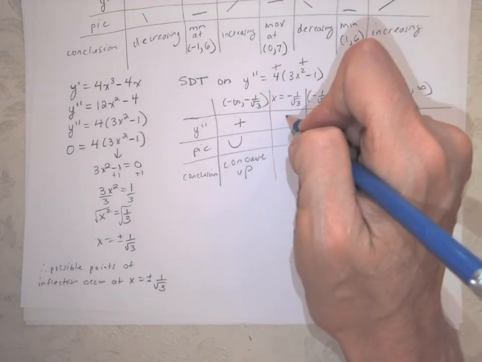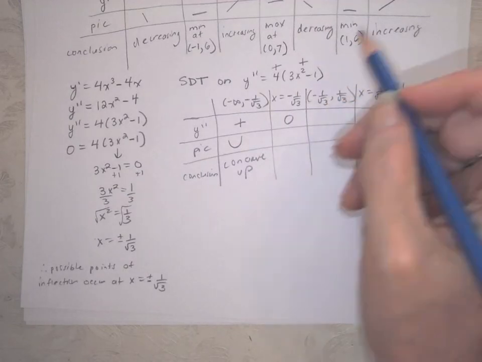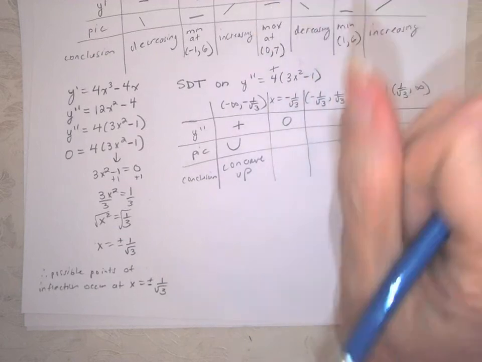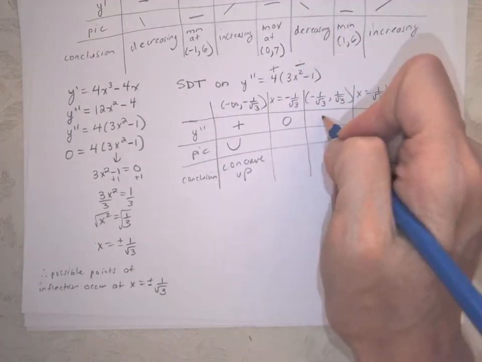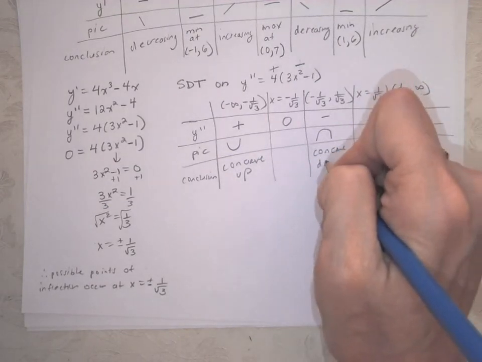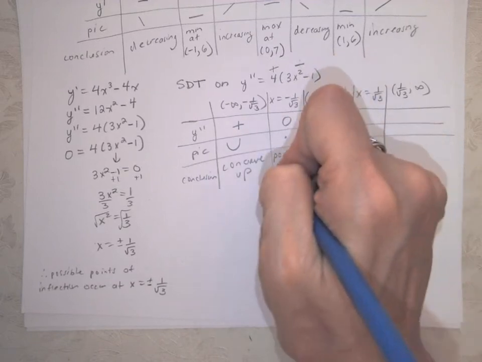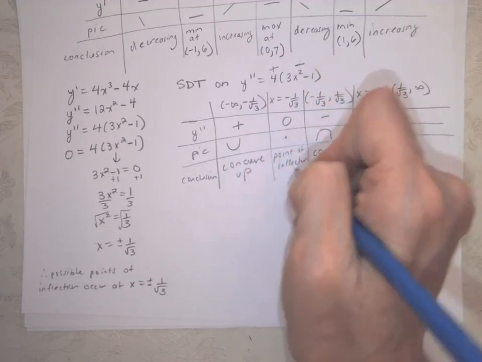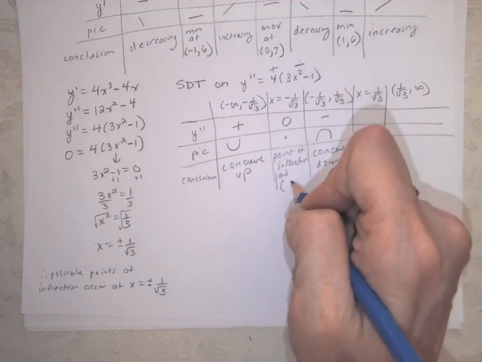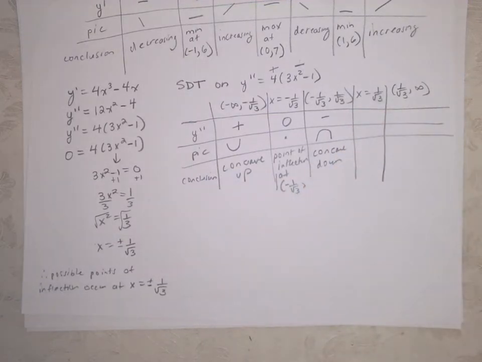We're 0 here. 0 is in this interval, so that makes it easy. This one's going to be negative now, because 3 times 0 is 0, minus 1 is a negative, so we're concave down, which means we do have a point of inflection at, okay, this is a little bit trickier here, so it's at -1 over root 3 and something.